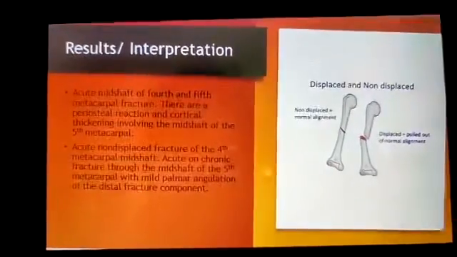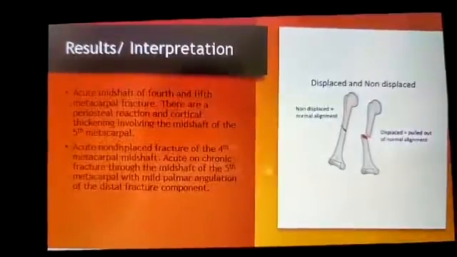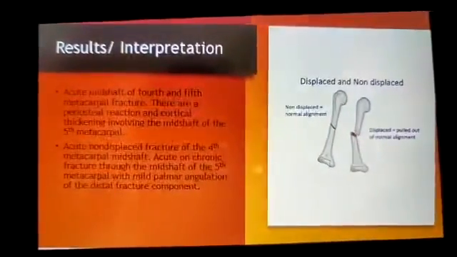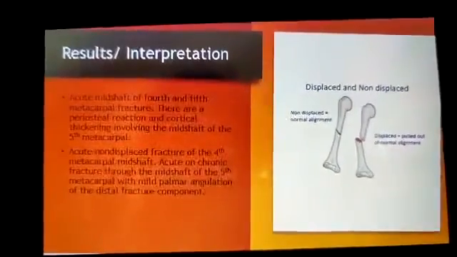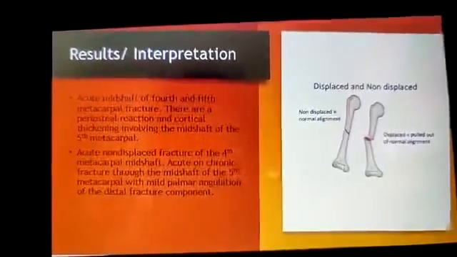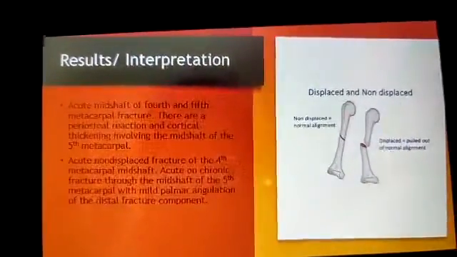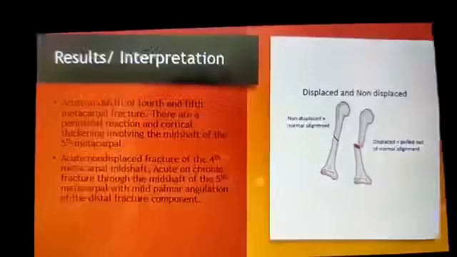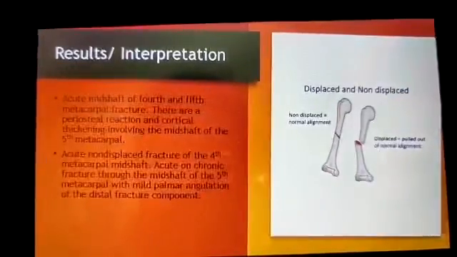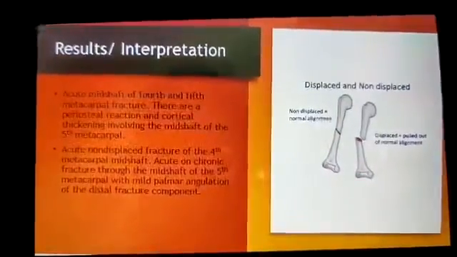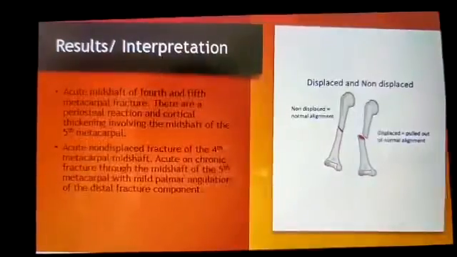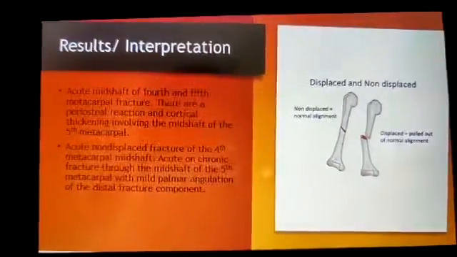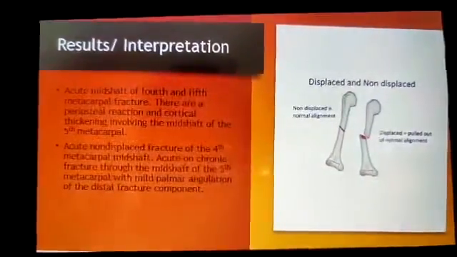Results interpretation: acute midshaft fourth and fifth metacarpal fractures with relative anatomic alignment of the fractured components. There is a periosteal reaction and cortical thickening involving the midshaft of the fifth metacarpal, possibly due to an old healed fracture deformity with a superimposed acute fracture.